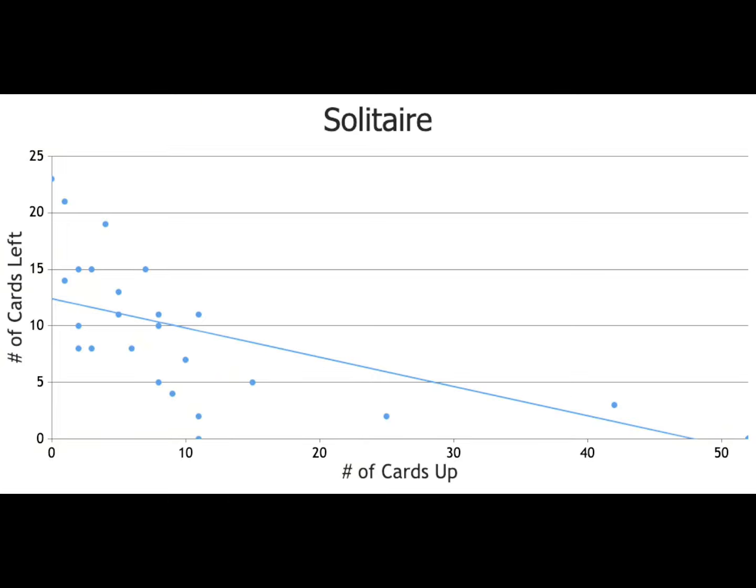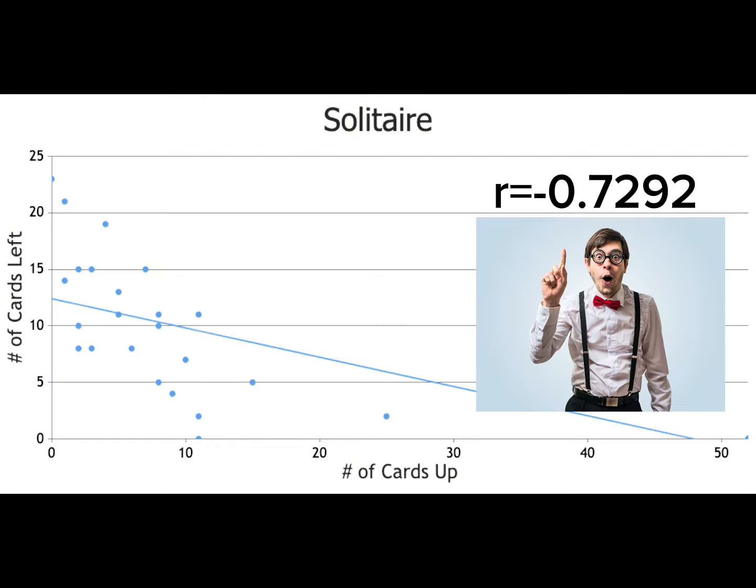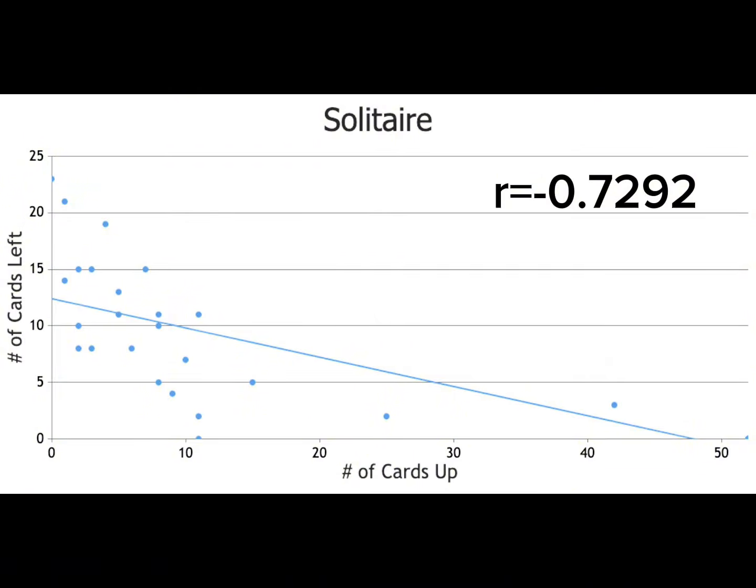We also have a lot of influential points down at the bottom right there. That's because when you get 52 cards into the up position, you're going to have 0 cards left in your pile. So we had a lot of those come up. Our correlation coefficient was negative 0.7292. So that's going to mean that we have a negative, moderately strong relationship between the two variables.